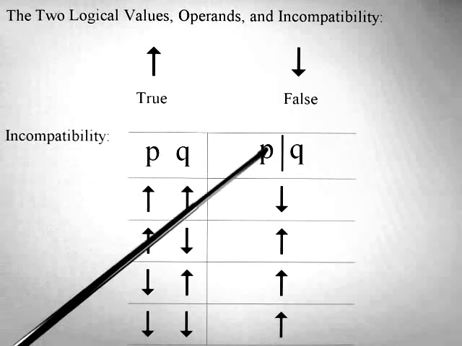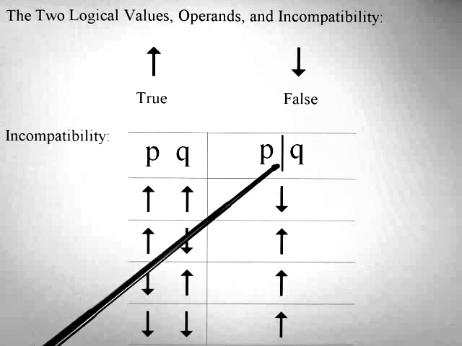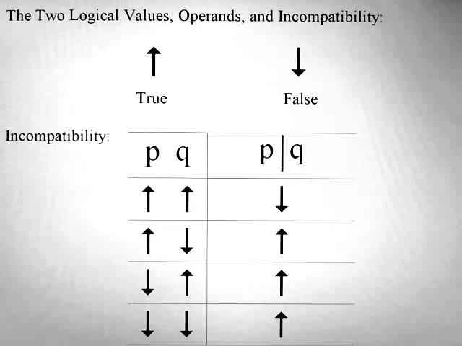Next, then, we introduce our single logical relation, that is the relation of incompatibility. It is represented by the vertical stroke here, called the Sheffer stroke. And the way we read this is P is incompatible with Q. We understand this to mean that not both P and Q are true. And of course, if we analyze the possible combinations of true and false with respect to P and Q, we find that the statement not both P and Q are true is actually a true statement for these three possible combinations, but it's false for this one because both P and Q are true.